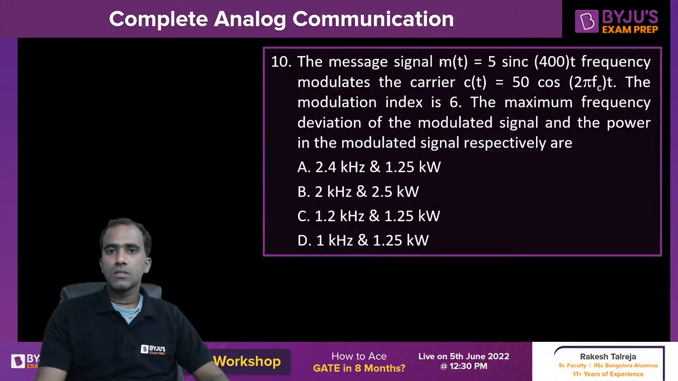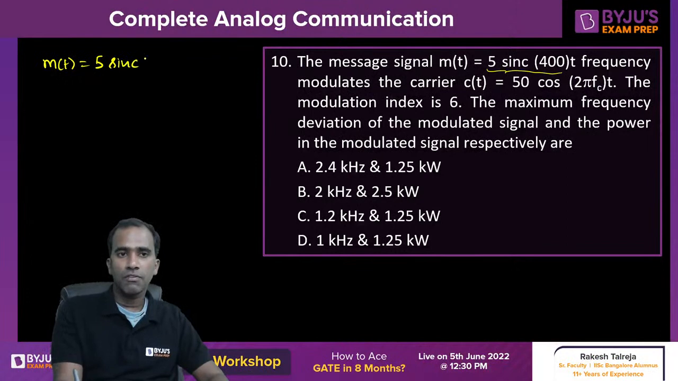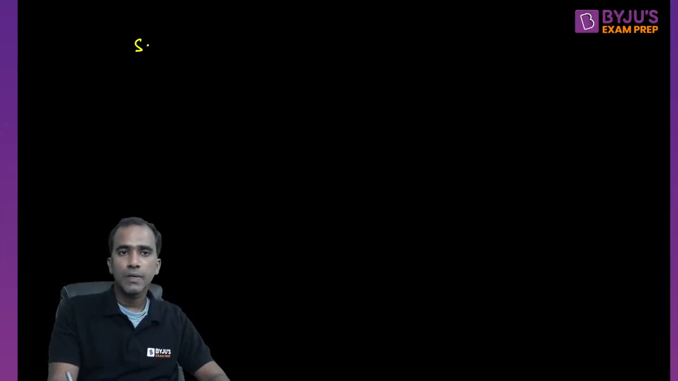Right. So a message signal 5 sinc 400t. The message is not sinusoidal, the message is a sinc function. m(t) is 5 sinc of 400t. Let me revise some basics here quickly.